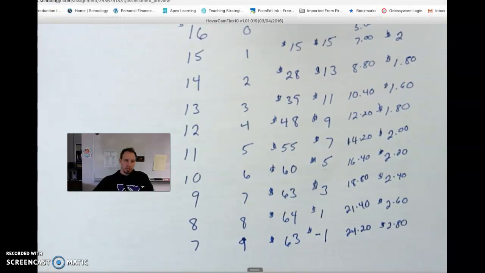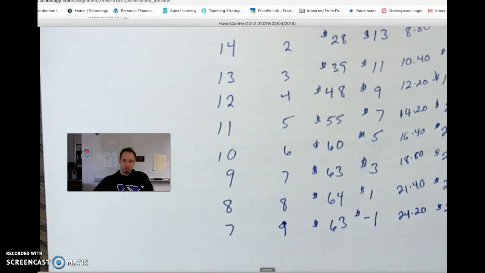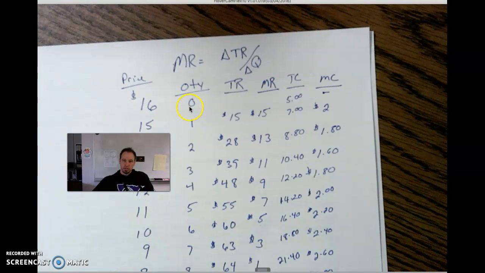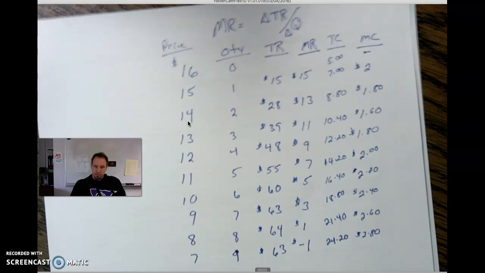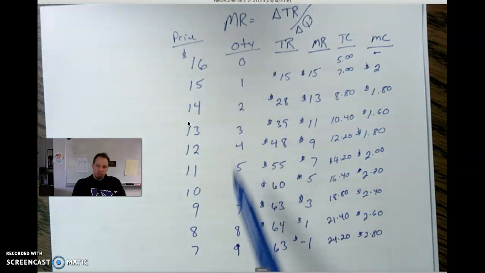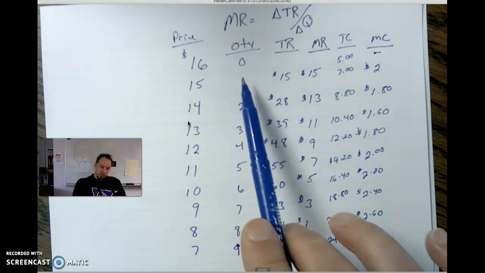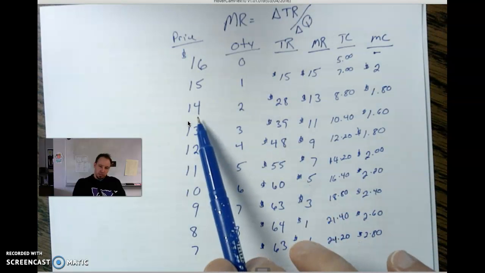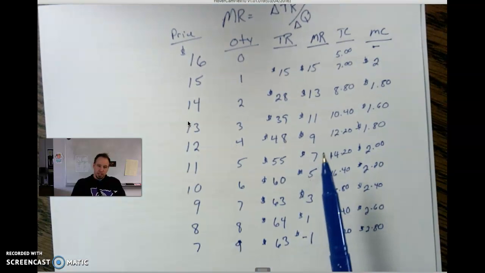Shrink this down. There you go. So this is your table. Here's your price level, here's your output. First thing that I would do is calculate your total revenue. Remember, with a monopoly, as you increase the quantity, you're going to have to reduce the price. It's not like perfect competition. So you can just go through and figure out your total revenue at every price level.